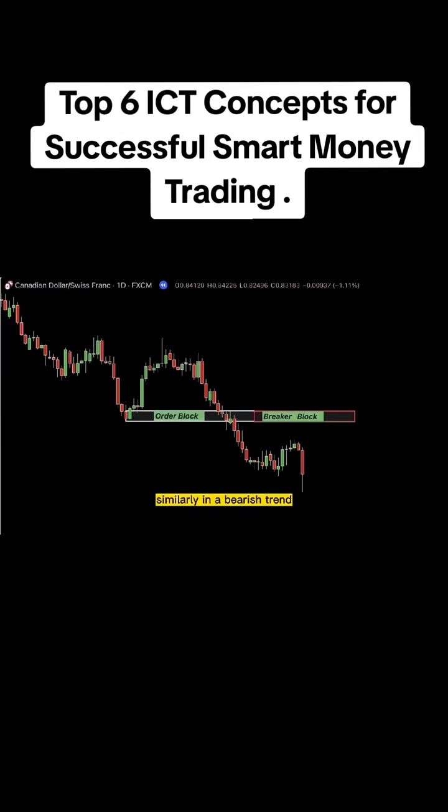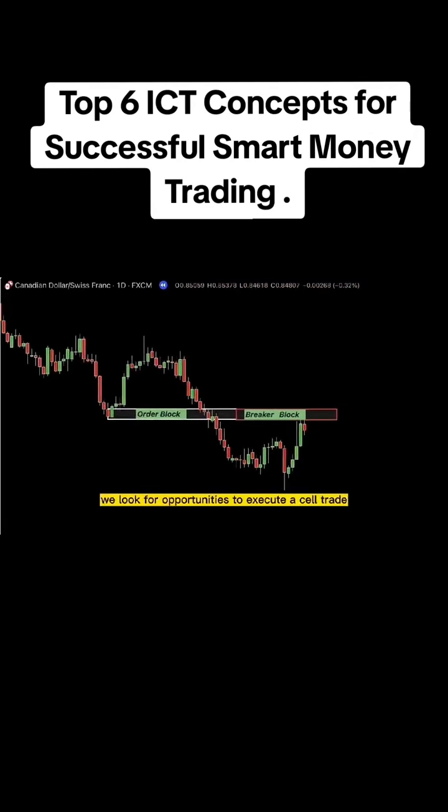Similarly, in a bearish trend, we use the bearish breaker block for sell trades. Here's how it works. In a bearish trend, the market might form a bullish order block, drawing in buyers. However, instead of continuing upward, the market sweeps the stop losses of the buyers and breaks below the bullish order block. When the price closes below the low of the bullish order block, indicating a liquidity sweep and a shift in market structure, the broken bullish order block turns into a bearish breaker block. We wait for the price to retrace back to this bearish breaker block, and when it does, we look for opportunities to execute a sell trade.